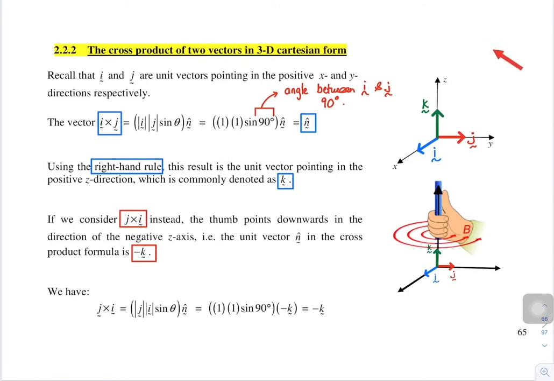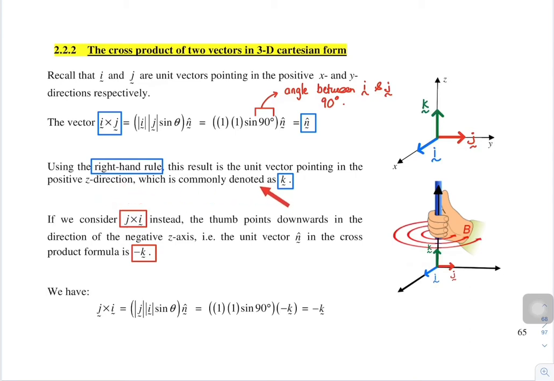Next, we're going to look at the cross product of two vectors in the 3D Cartesian space. Now recall that i and j are unit vectors pointing in the positive x and y direction respectively. i and j are also the base vectors. Now the vector i cross j, using the definition of the cross product, will be equal to the magnitude of i times the magnitude of j times sine of the angle between the two vectors and times the unit vector perpendicular to both i and j. We know that the magnitude of i is 1 as well as j is also 1, so we have 1, 1. Now i and j are perpendicular to each other, so the angle in between them is 90 degrees.